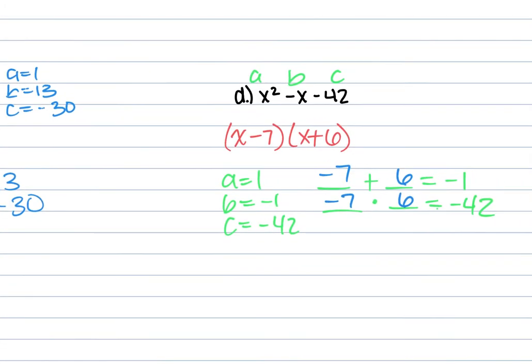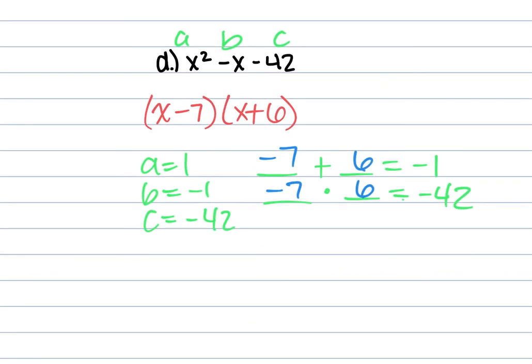All right, and then D. Your factors were -7 and 6 because together they add to give you -1, and -7 times 6 gives you -42. Okay? Questions? All right.